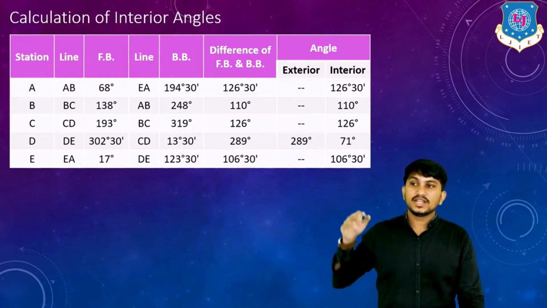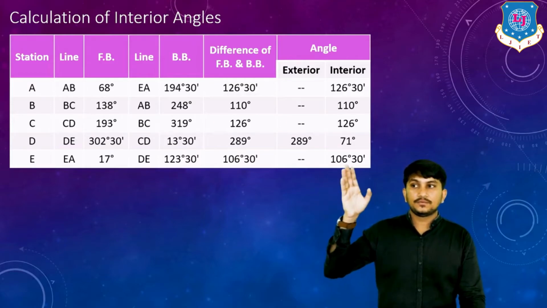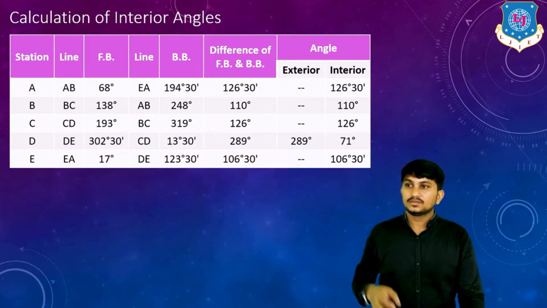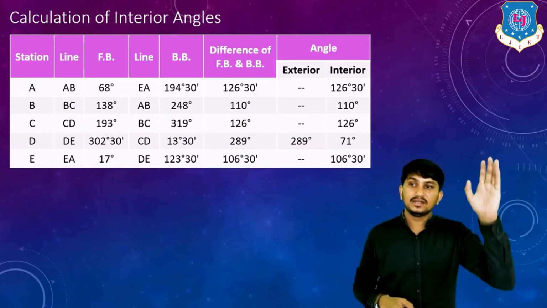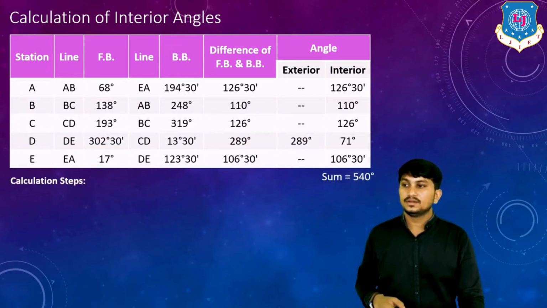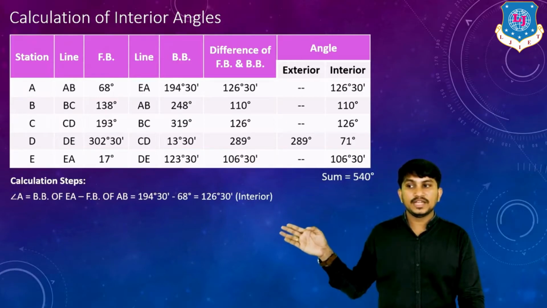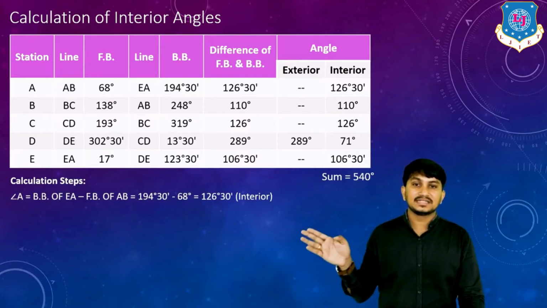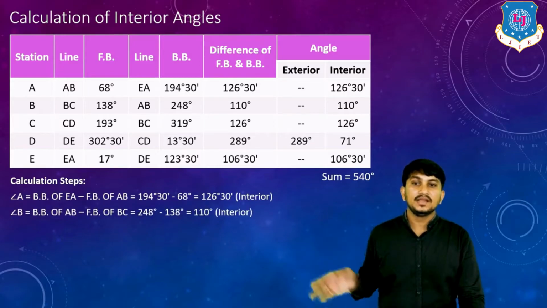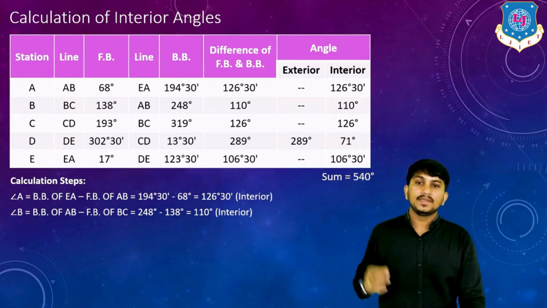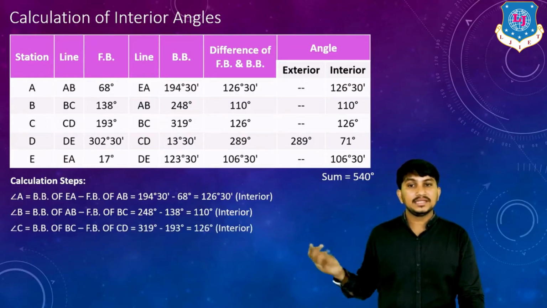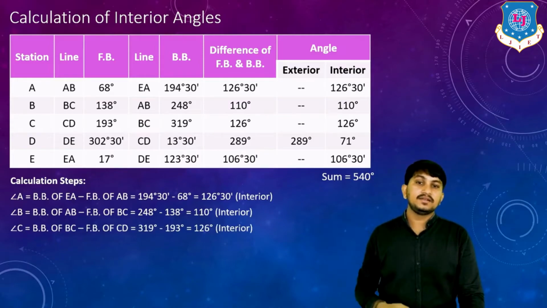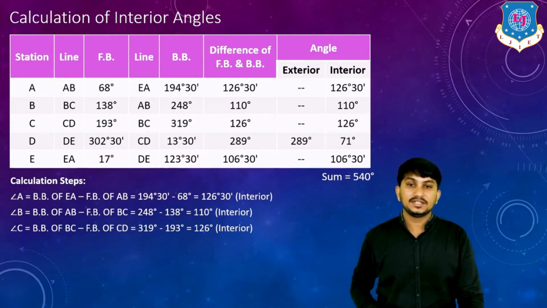Okay. So at station A, the forward line is AB and the backward line is EA. The difference of FB and BB is 126 degrees 30 minutes, which is less than 180 degrees, so the angle is an interior angle. Angle A is equal to BB of EA minus FB of AB, 194 degrees 30 minutes minus 68 degrees, which is 126 degrees 30 minutes, interior. Angle B, BB of AB minus FB of BC, 248 degrees minus 138 degrees is 110 degrees, which is less than 180 degrees, meaning an interior angle. Angle C, BB of BC minus FB of CD, 319 degrees minus 193 degrees is 126 degrees, which is interior.